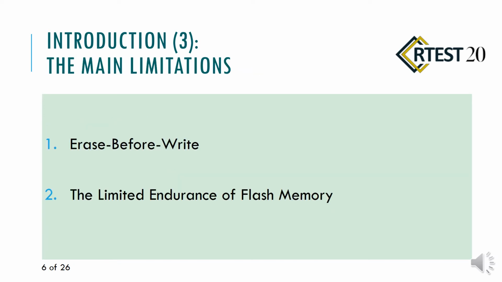NAND flash memory has two main limitations. First, erase before write. Data should always be written to erased flash pages, and an erase operation must be performed on a block before it can serve write requests. So the out-of-place scheme is employed to write updated data, and the memory occupied by invalid data should be reclaimed later by invoking garbage collection.